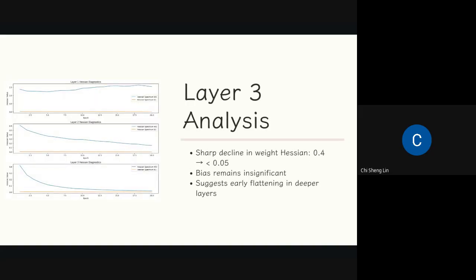Okay, the last layer, layer 3, displays a pronounced drop in curvature, with Hessian values shrinking rapidly from 0.4 to nearly 0. This may imply that deeper layers reach flatter regions of the loss surface more quickly. Again, the bias has almost no curvature impact. Correct. Okay, next page.